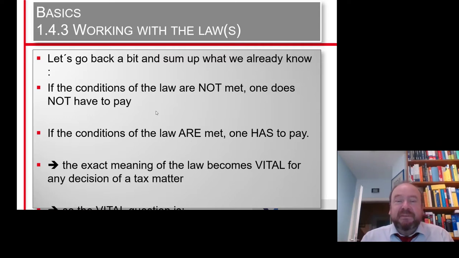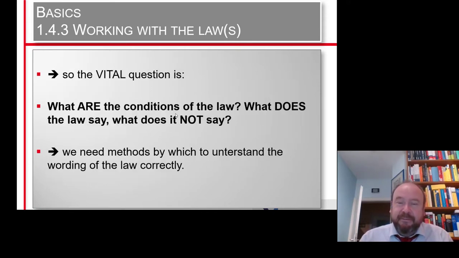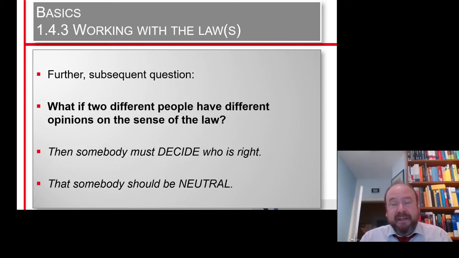And that, by the way, is the reason why most tax experts, and also you and me, will always have to talk about the exact contents of a law. What does the law say? What does it not say? And if that's not perfectly clear, we need methods to clear up what is really meant and said by the law. So we will have to think about how we can interpret the sentences in a law correctly. Furthermore, if several opinions can reasonably be brought forward on what the law might mean, you need somebody who decides the dispute.